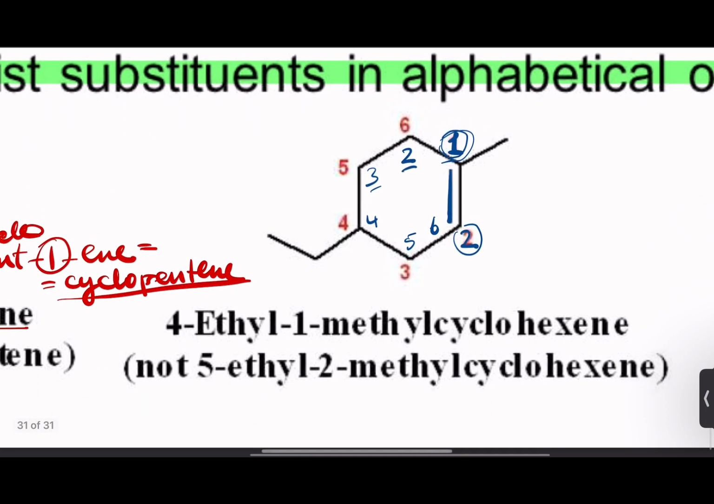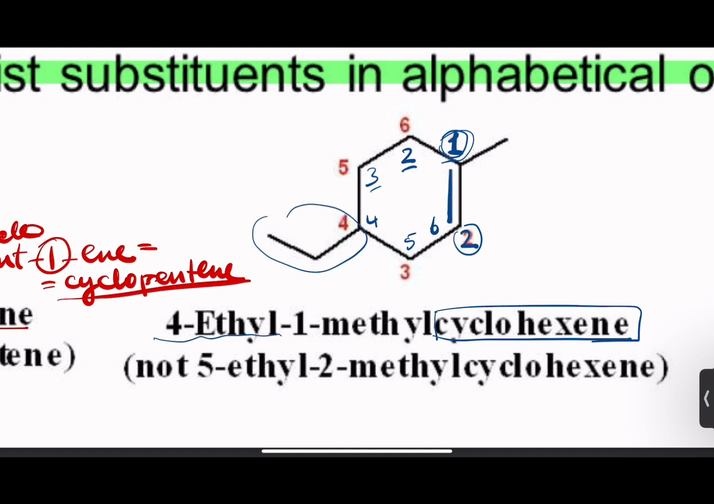So now it is cyclohexene, the same idea. Hex-1-ene is going to be cyclohexene. And then it's 4-ethyl because alphabetically ethyl comes first. And then 1-methyl. So this is ethyl and this is methyl. Okay, so 1-methyl.